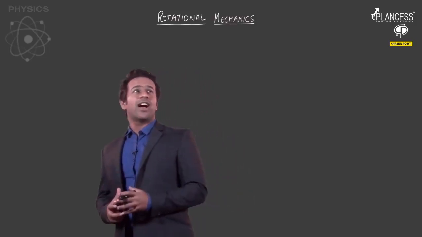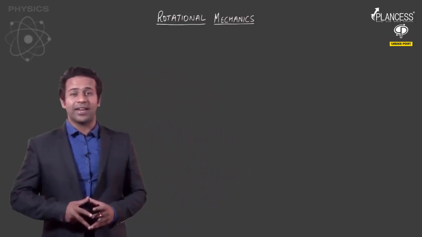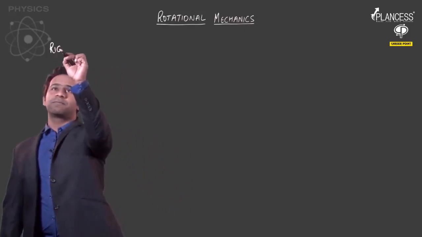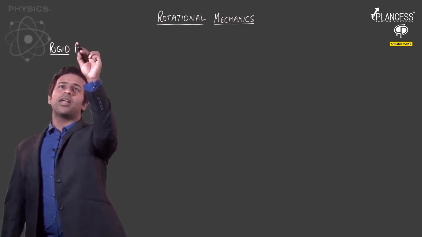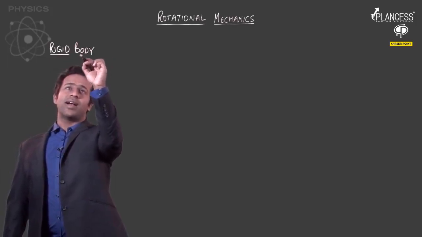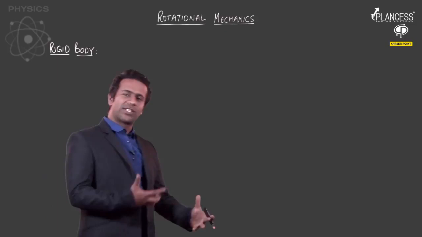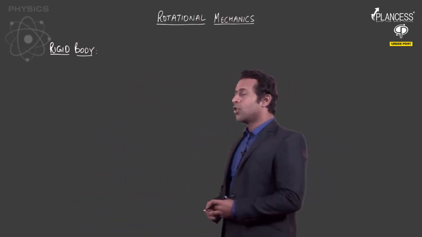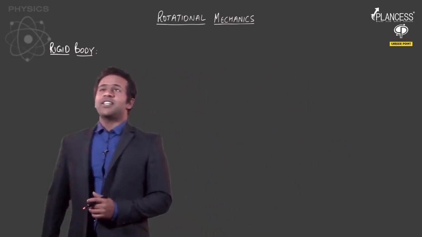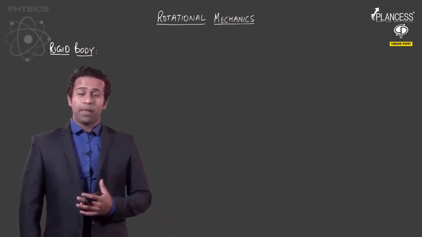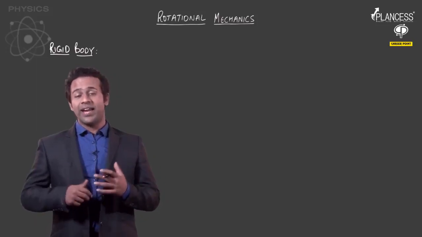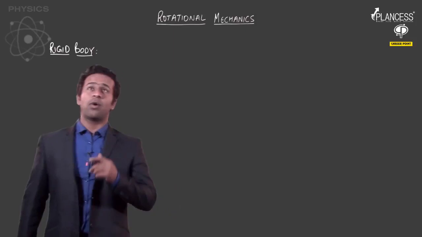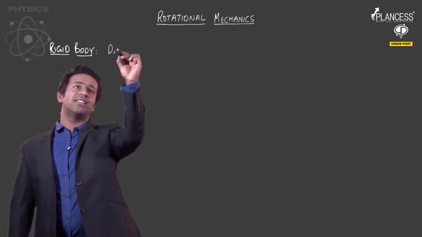Right. So before we start our discussion on rotational mechanics, let's first understand what a rigid body is. So a rigid body is, as you understand, a body which does not essentially change its shape, right? So in strict definition, a rigid body is a body where the distance between any 2 points on the body would not change.